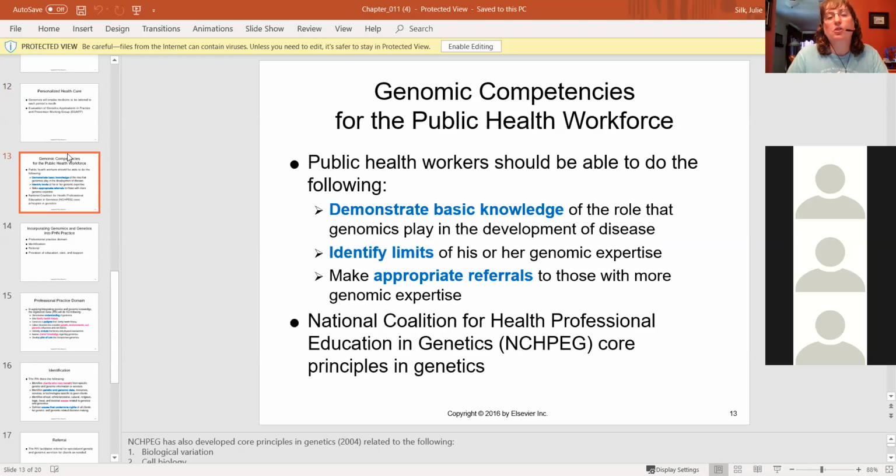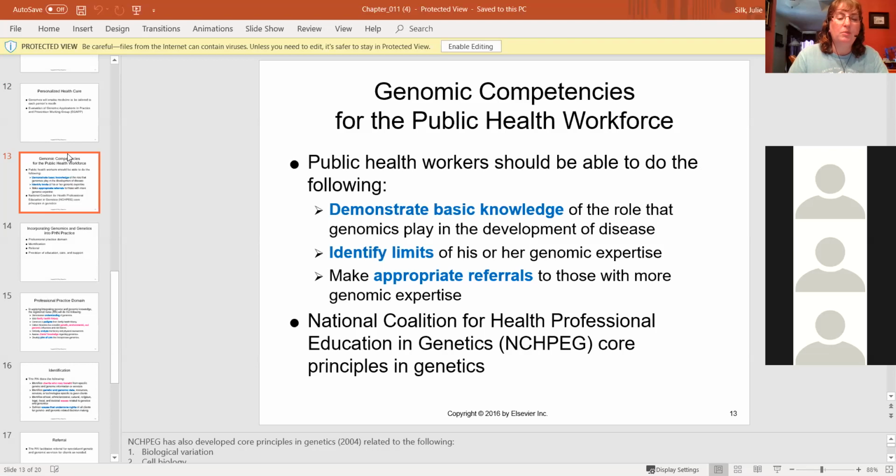Okay, so there should be certain genomic competencies for the public health workforce. Public health workers should be able to do the following. They should be able to demonstrate basic knowledge of the role that genomics plays in the development of disease. They should be able to identify limits of their genomic expertise and make appropriate referrals to those with more expertise in that.